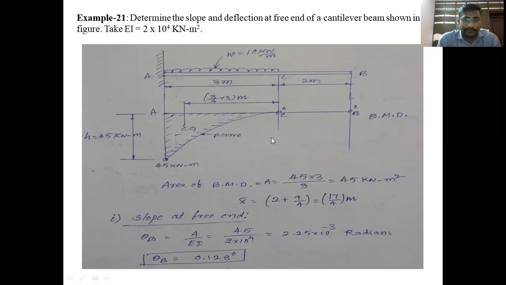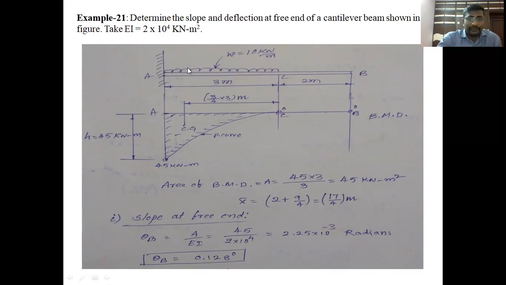The diagram shows that A is the fixed end, B is the free end, and C is the point up to which the UDL is acting from the fixed end. So through the length of 3 meters, UDL is acting. Total span of the beam is 5 meters. The UDL value is 10 kilonewton per meter. This is the small w value, 10 kilonewton per meter. This is the given problem, the given diagram.